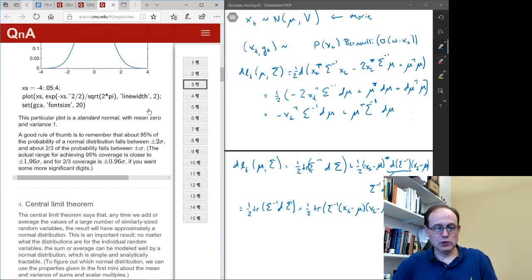A couple of useful rules of thumb for dealing with the normal distribution. If you want to know what are likely values of x, if x is normally distributed, about 2/3 of the time x is going to fall between minus sigma and sigma, meaning plus or minus 1 standard deviation, and about 95% of the time it'll fall between plus and minus 2 sigma.